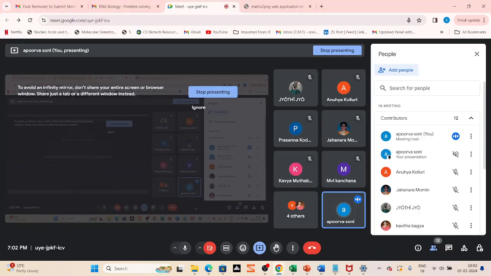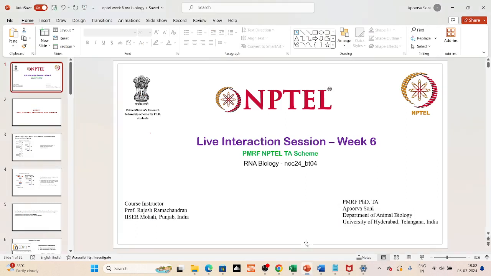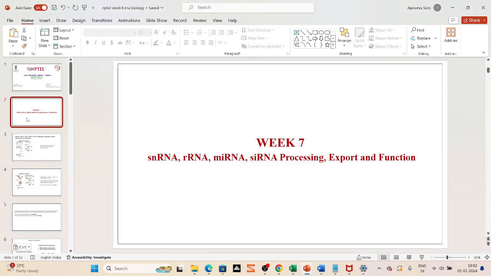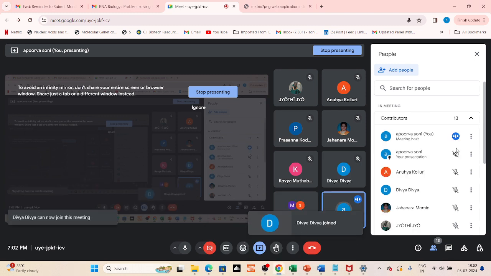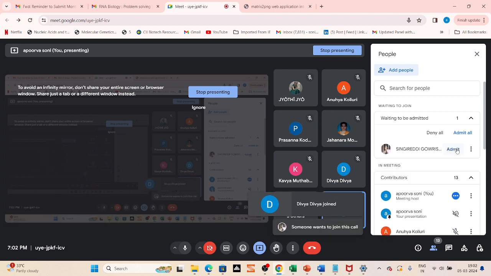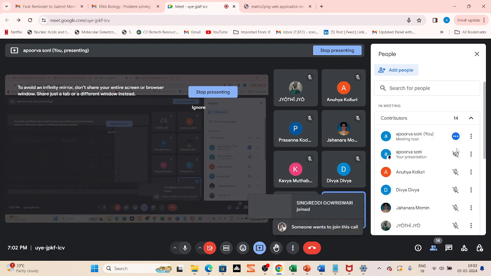So today we have to study the different kinds of RNAs that are there, the processing of different kinds of RNAs, the import and the export of different kinds of RNAs, and the function of different varieties of RNAs. We have studied that RNAs can be mRNA, rRNA, or tRNA. This all we know. But there are also other non-coding RNAs.